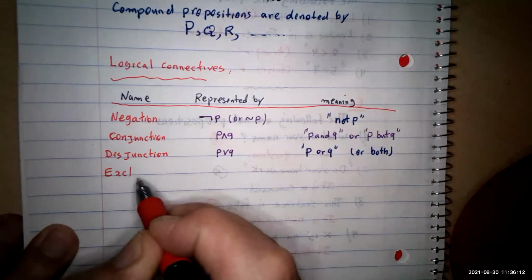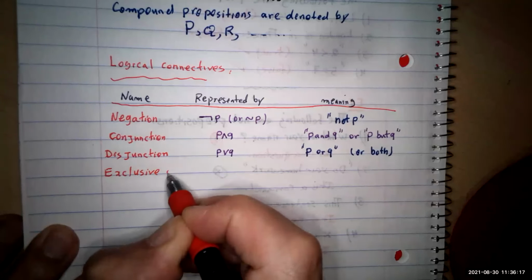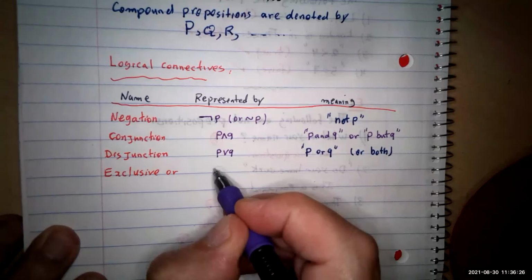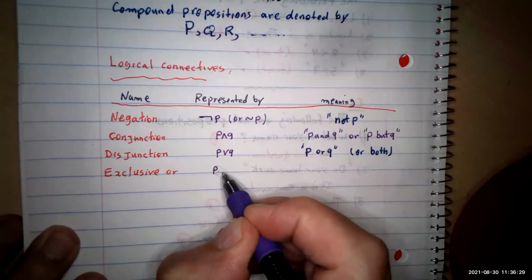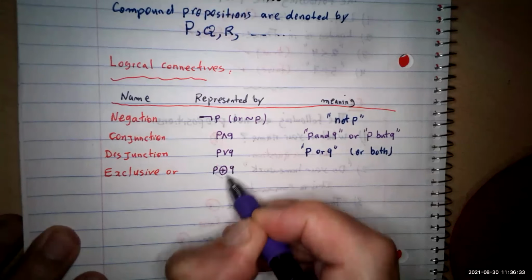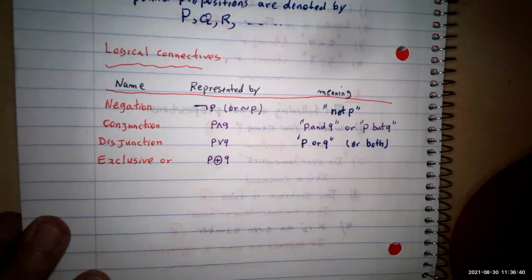Exclusive or. Sometimes you may have to use it. The notation for the exclusive or is P plus Q inside a circle. Sometimes, during the assignments in your book, you may see a couple of them, but I'm not going to use it. This means either P or Q, not both of them.